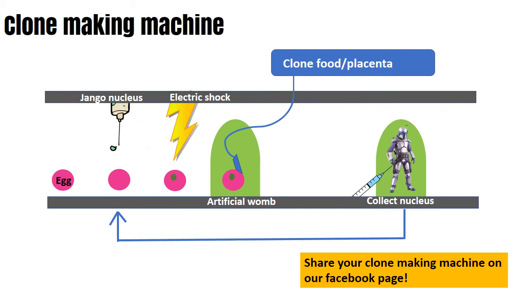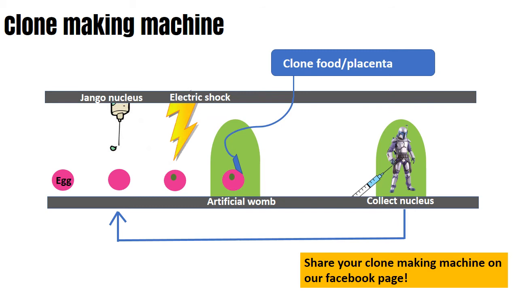And I make sure the placenta can cope with feeding an adult, feeding him to this point. So then when Jango is ready, when my clone is ready, before I let him out, I'm going to take an adult cell from him and then I'm going to start again.